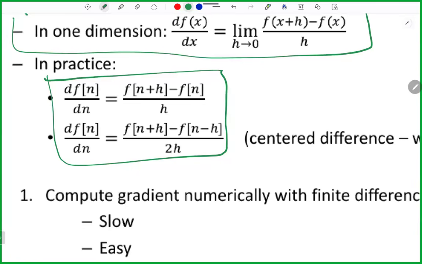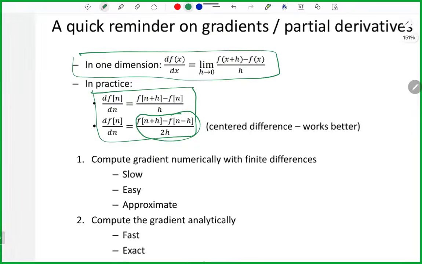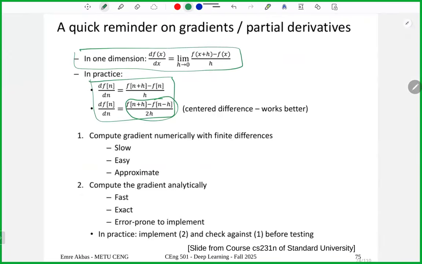You take a step h, subtract f(x) from f(x plus h), and divide by h. And there are other versions of this too, central difference, for example, or forward difference, backward difference. This is slow, but easy to implement, but approximate. It doesn't give you the exact gradient, right?